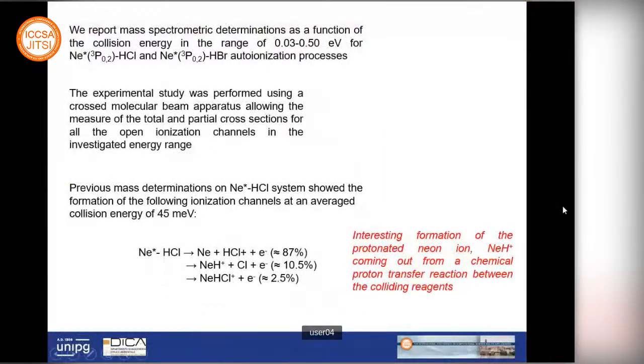Okay. As I said before, we didn't choose hydrogen bromide molecules randomly, but we did previous mass determinations on the hydrogen chloride system, which showed the formation of the following ionization channels at an average collision energy of 45 millielectron volt. And you can see the relative abundance of the specific channels.